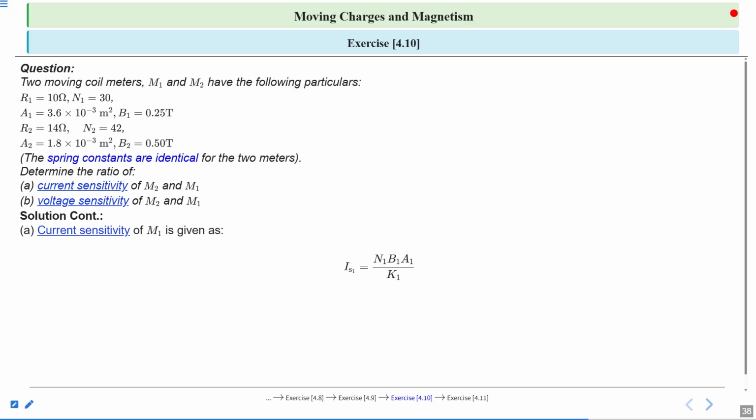So what is current sensitivity? Phi upon I. We have done this in the theory section. What is phi? NAB upon K into I. So phi upon I will be NBA upon K. So the current sensitivity for the first meter will be IS1, which is equal to N1 B1 A1 upon K1. And the current sensitivity for the second meter M2 is IS2, equal to N2 B2 A2 upon K2.